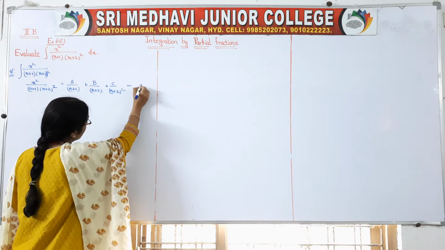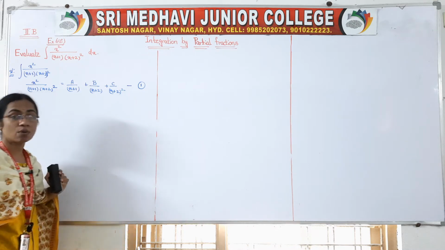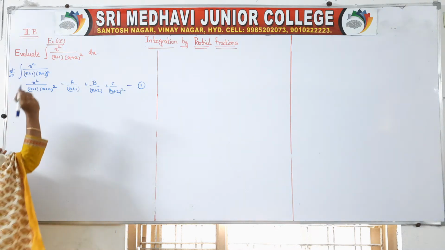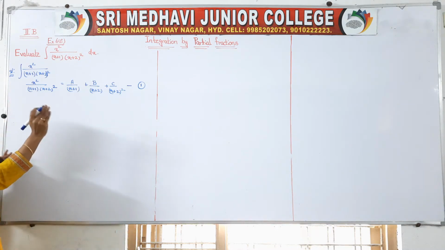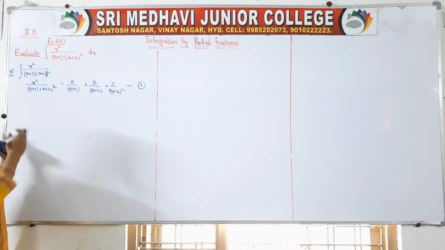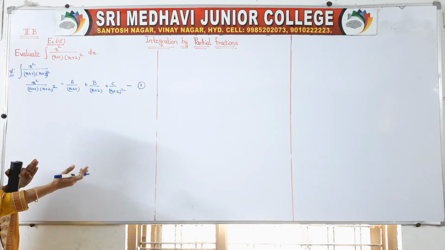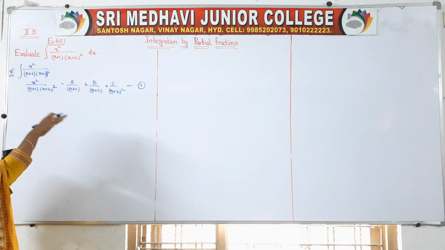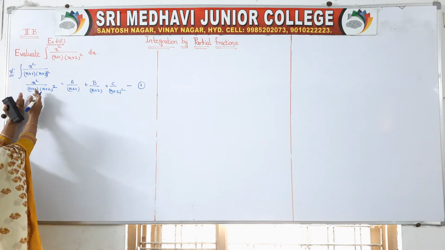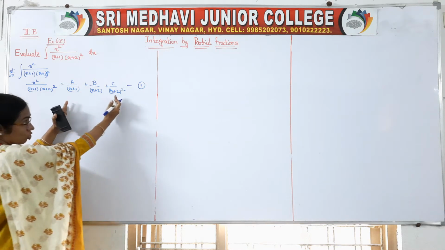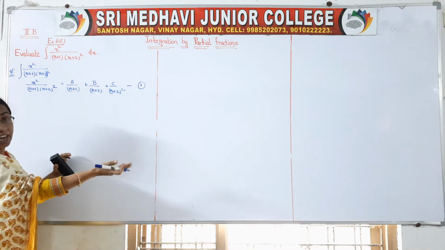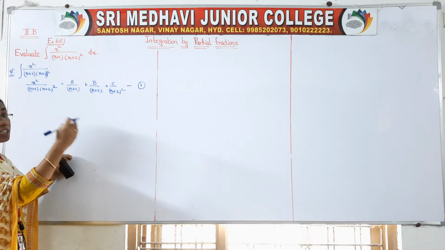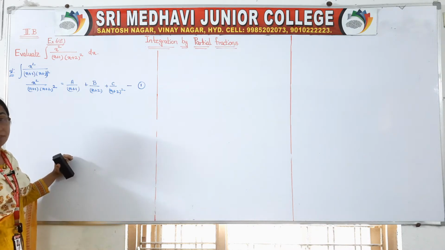You consider this as equation number 1. Then we try to get this A, B, C, which is called resolving the fraction into partial fractions. After getting A, B, C, we will substitute in this equation. Then your fraction is resolved into 3 fractions. That's why it is called resolving into partial fractions.